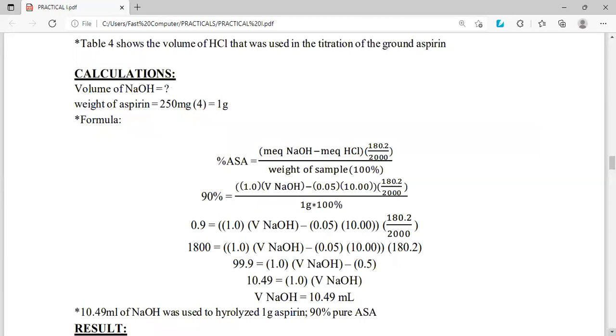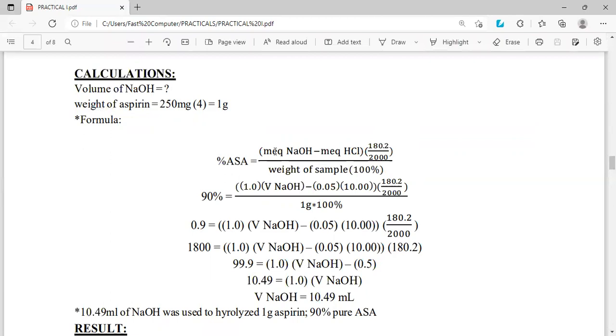Now we will calculate the volume of NaOH. The weight of aspirin is 250 milligrams × 4, which is equal to 1 gram. The formula is percentage of ASA equals mole equivalent of NaOH minus mole equivalent of HCl, multiplied by 180.2 × 2000, divided by weight of sample, multiplied by 100%. By putting in the values, we get the volume of sodium hydroxide, which is equal to 10.49 milliliters.